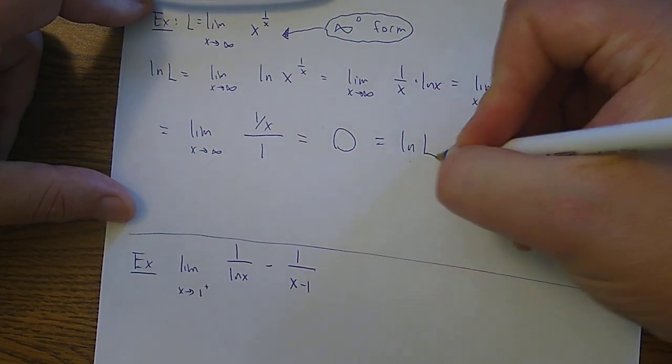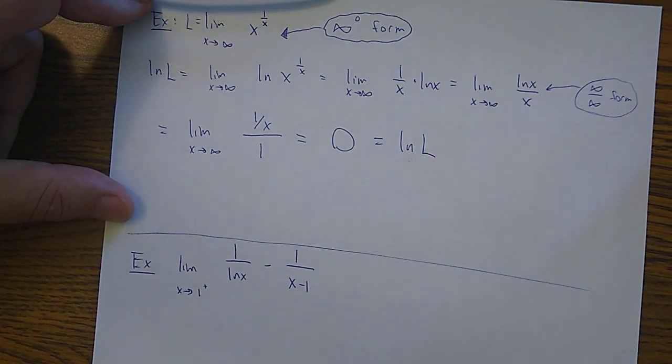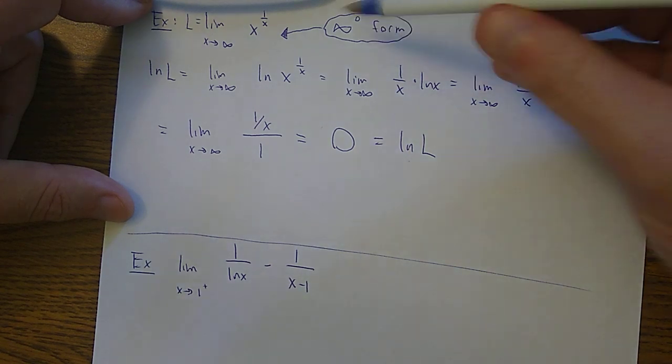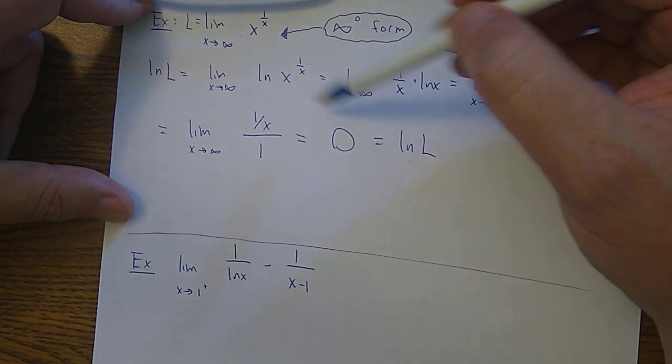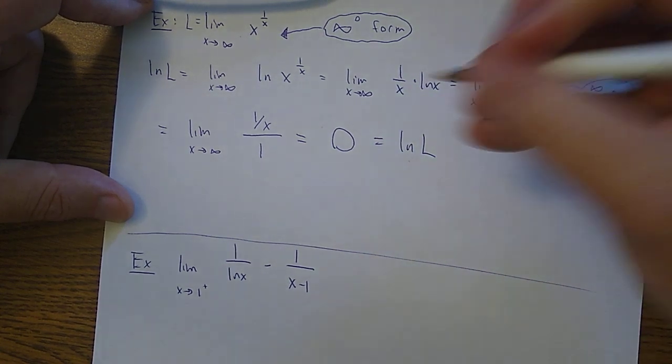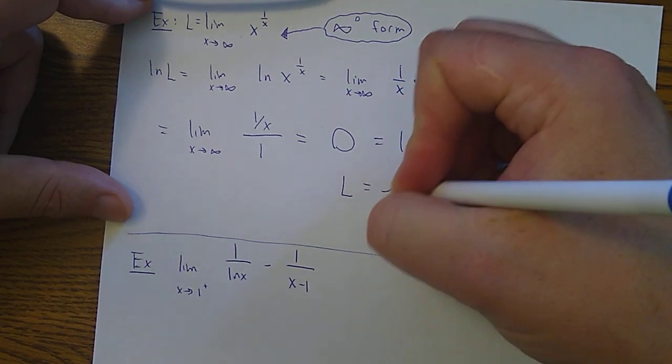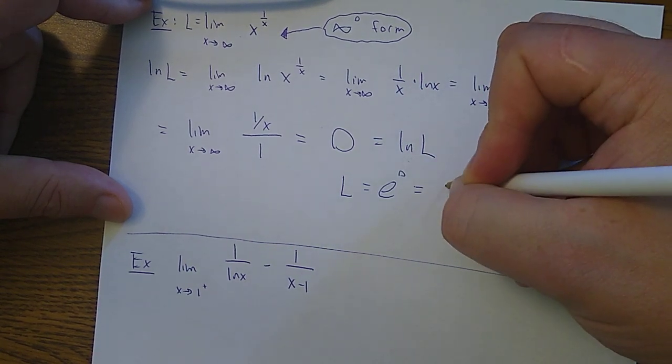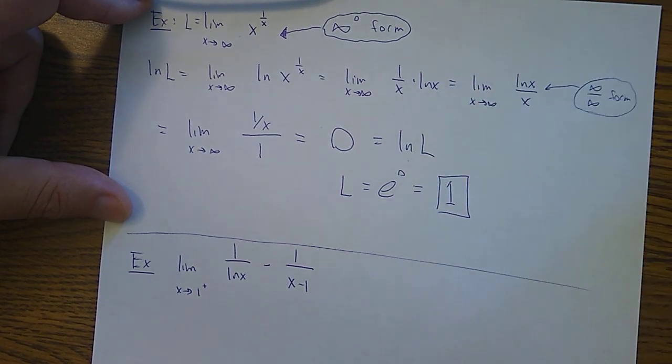And for the last step, we just have to remember the same thing. We didn't find the original limit. We found the natural log of that limit. So I have to find L, but L is just e to the 0 then, which is 1. Okay, good.